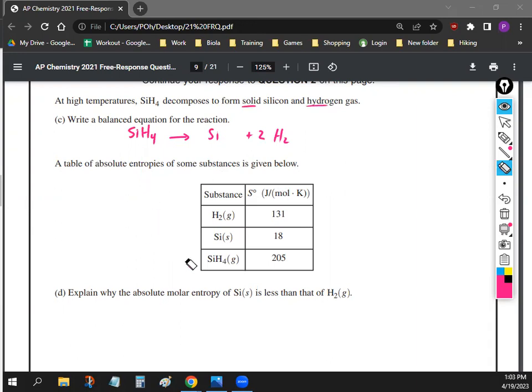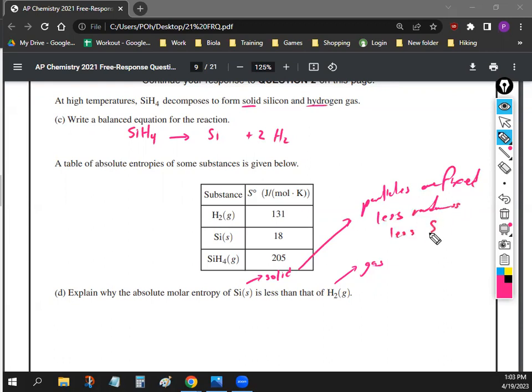Okay, let's go to D. D is super easy. Why is the entropy of Si less than H2? Well, this is a gas. This is a solid. And we know by definition that the particles move more in a gas, or we could say the particles move less in a solid. So that's less randomness. So that's less entropy. That's it. Super easy.